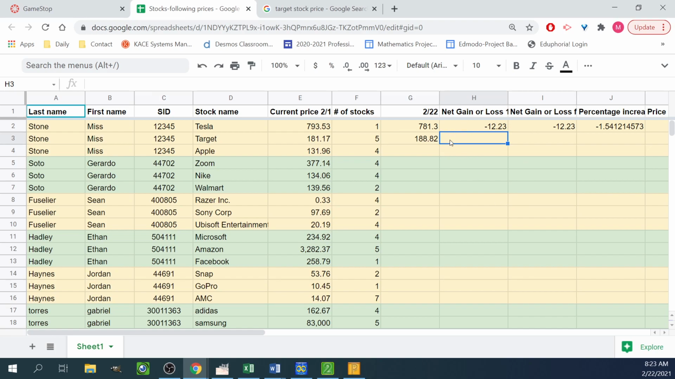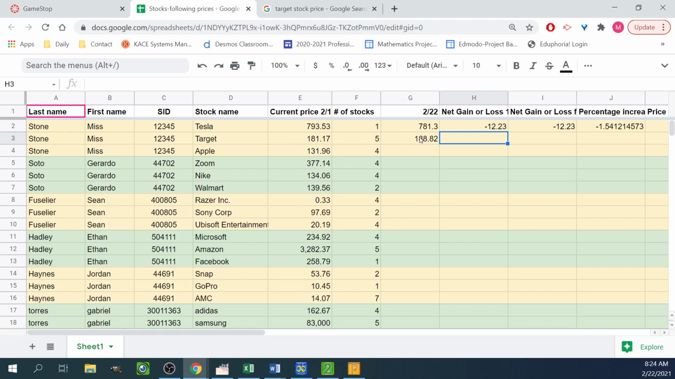Okay, right here, to figure out net gain or net loss, you just subtract these two. Hey, focus, Jerry. Guys, which one do we want to be bigger? Do we want the price we bought it at to be bigger, or do we want the price today to be bigger? Which one do we want to be bigger? Today, because we want to be able to sell it for more.